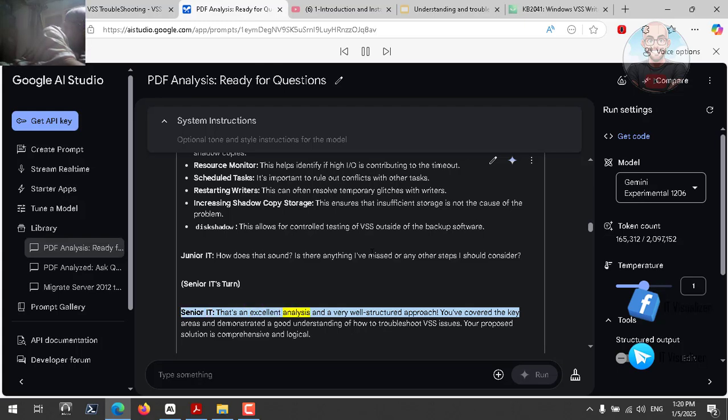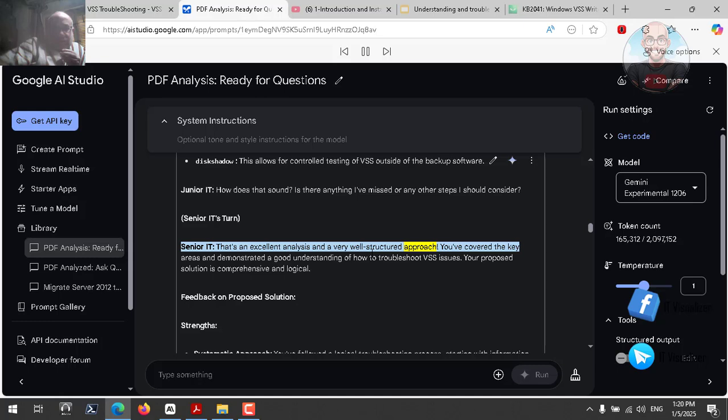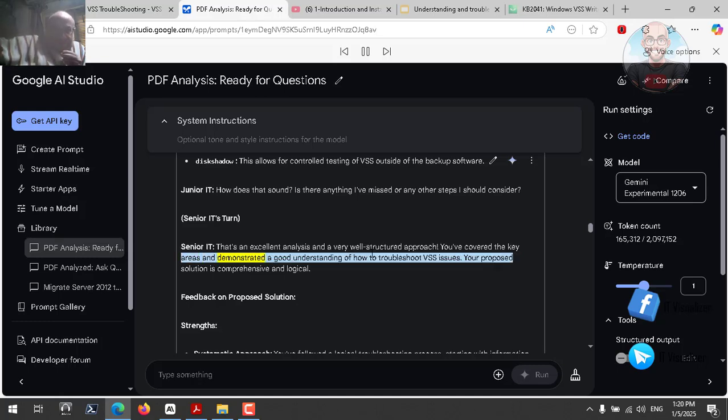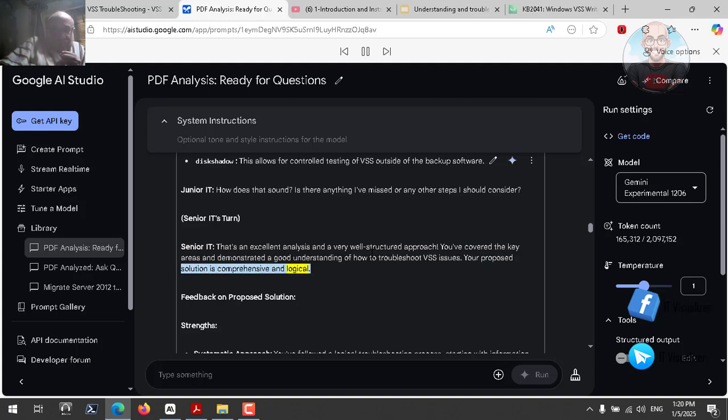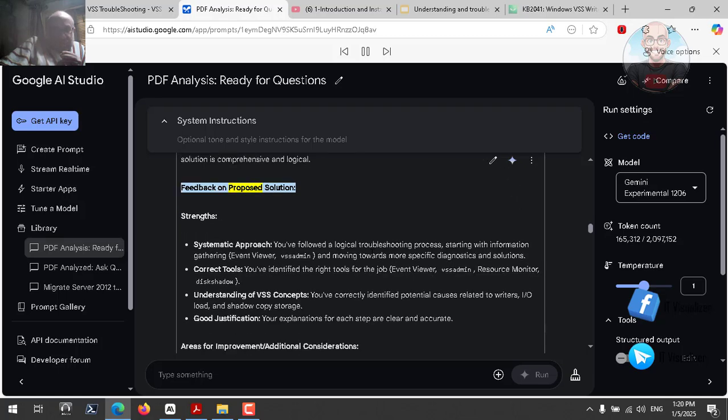That's an excellent analysis and a very well-structured approach. You've covered the key areas and demonstrated a good understanding of how to troubleshoot VSS issues. Your proposed solution is comprehensive and logical. Feedback on proposed solution. Strengths.